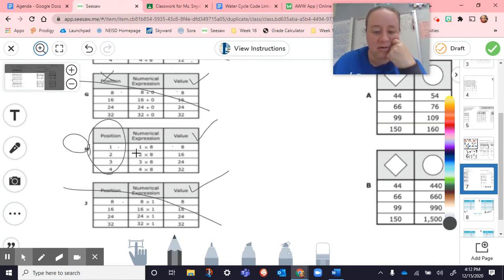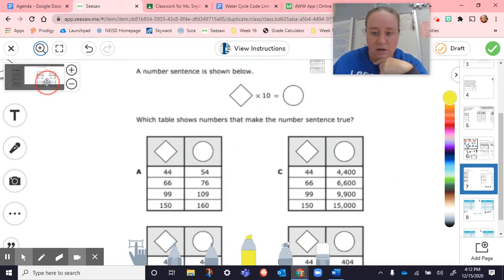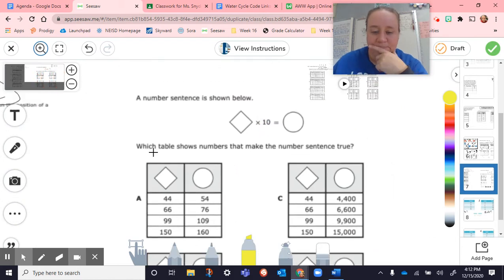1 times 8 is 8, 2 times 8 is 16, 3 times 8 is 24, 4 times 8 is 32. They're taking the position and they're multiplying it by the same number, 8, 8, 8, 8, and that's what gives us those values. Okay? Over here, this is like yesterday.